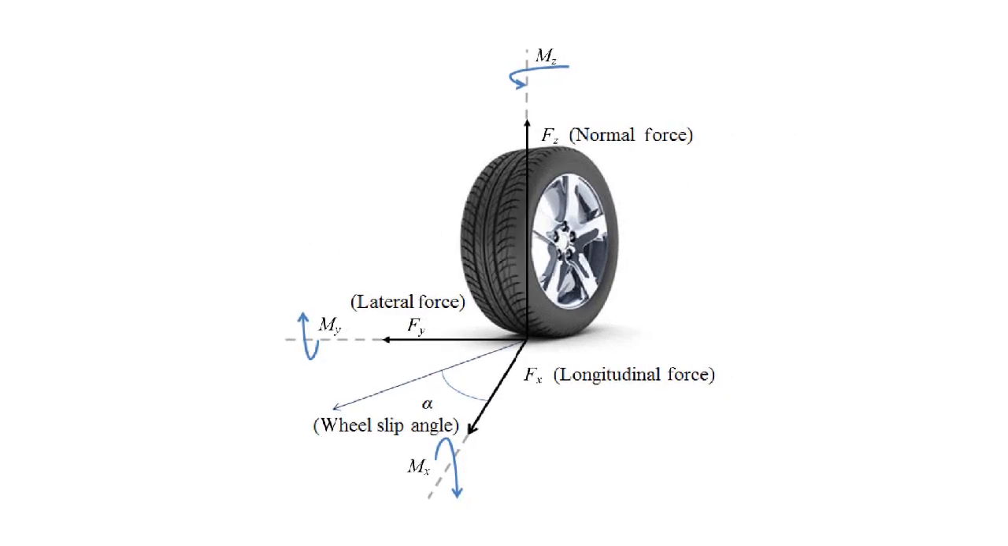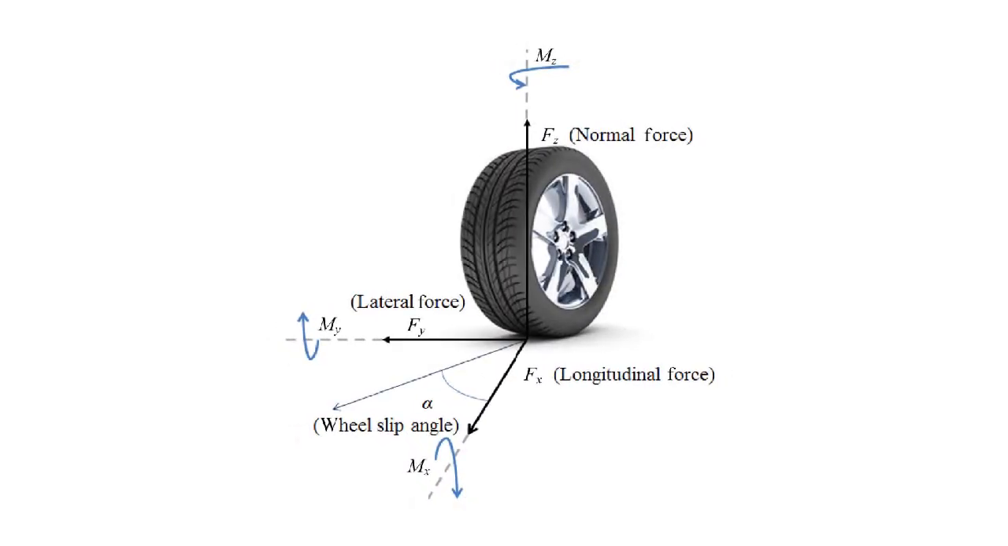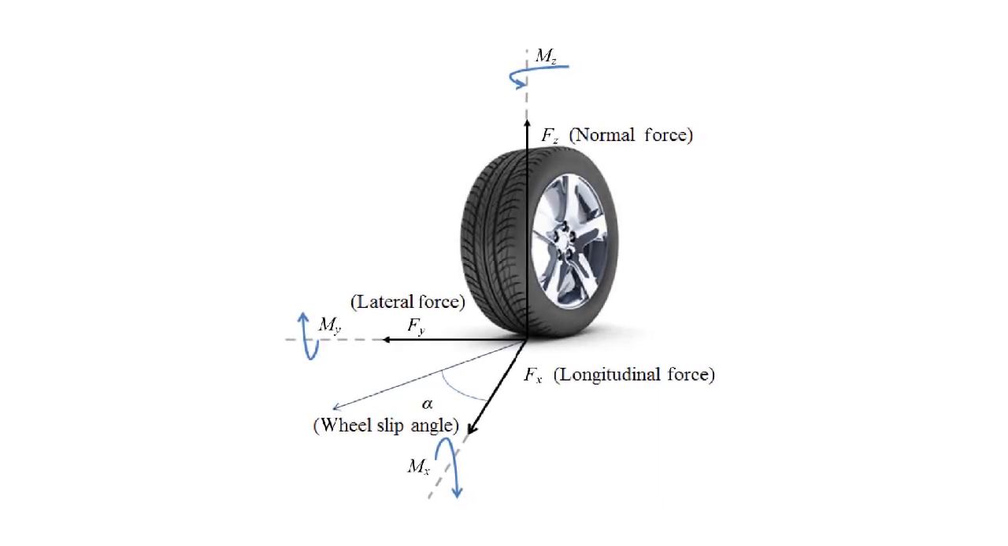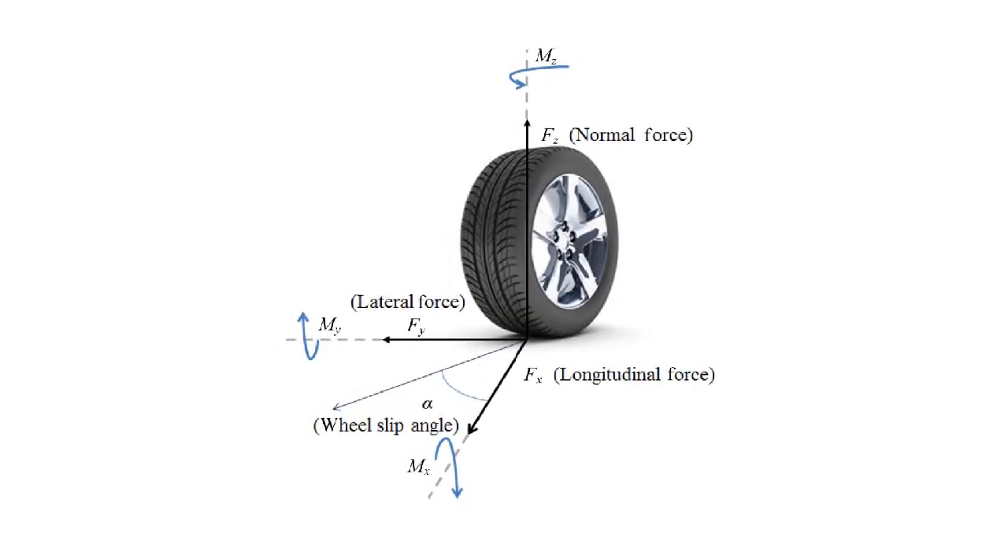In this figure, the tire is shown in a three-dimensional view with the three forces acting on it. The first is the normal force, the second is the longitudinal force, and the third is the lateral force. When these three forces act on the tire, they create three moments: My, Mz and Mx, along three directions.